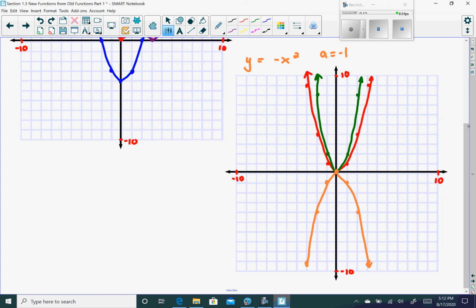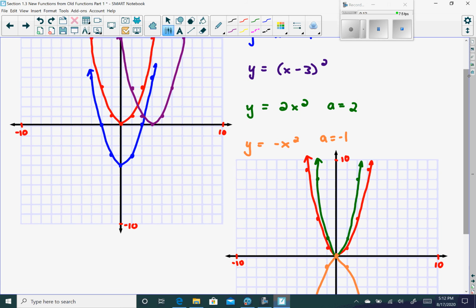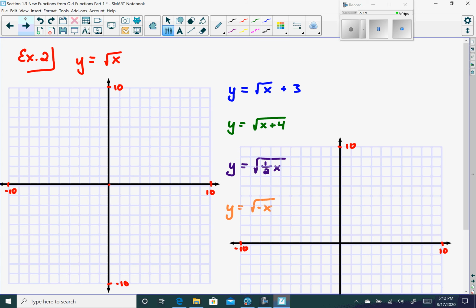So there's practice using y equals x squared as our parent graph. The next set will practice with using y equals the square root of x. So again, pause the video, make 2 new coordinate planes, and see if you can remember how to graph the parent function y equals the square root of x.